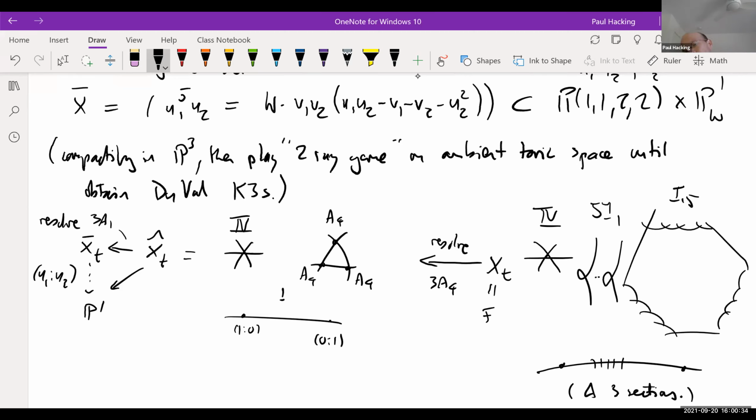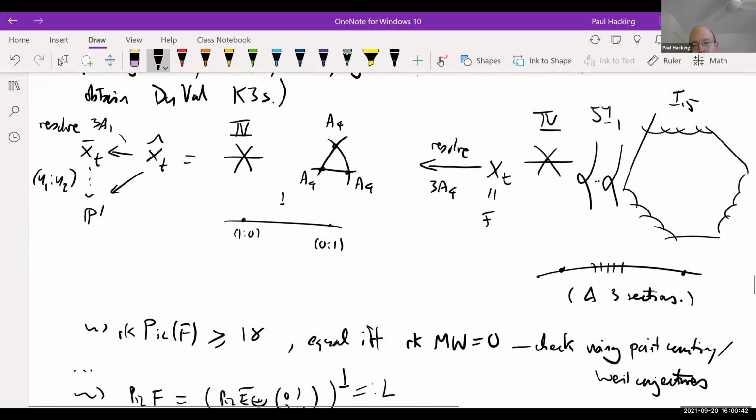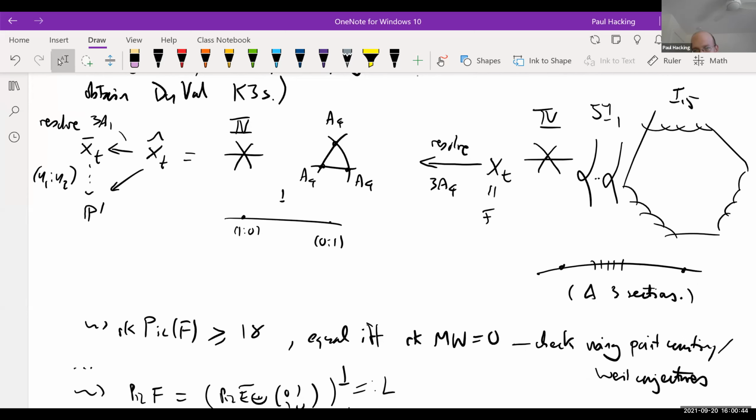And there are the three sections that come from the base locus of the elliptic pencil on the original singular K3. And then, okay, so using standard techniques for K3s, you can see that the Picard rank is at least 18. It will be equal if the Mordell-Weil rank of this elliptic fibration is 0, so that the space of sections as a group has rank 0.